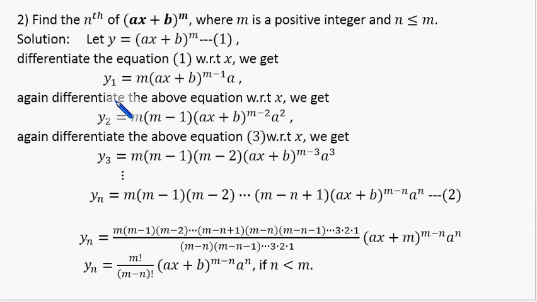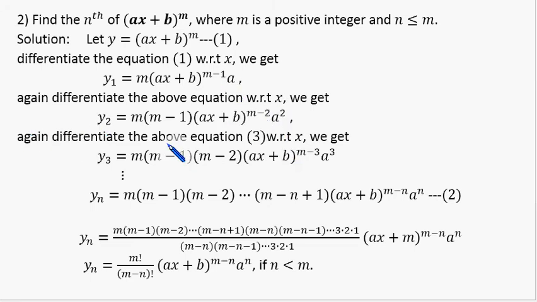Differentiating the above equation with respect to x, we get y2 is equal to m into m minus 1 into ax plus b whole to the power of m minus 2, and once again taking the derivative of ax plus b, which is a, into a, that is a square.